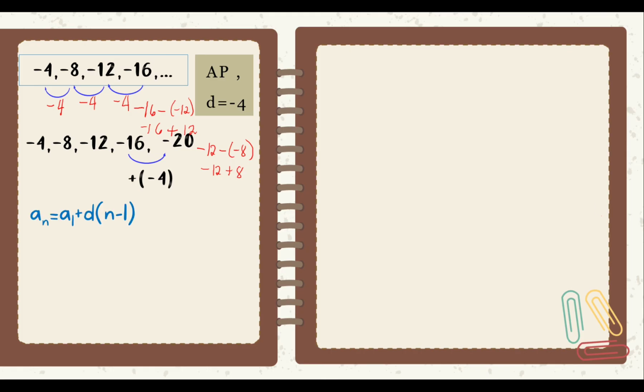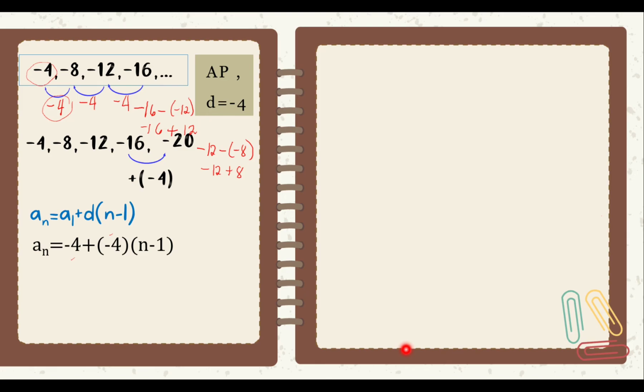Then, we set up the equation by following the format. A sub n is equal to a sub 1 plus the common difference times the difference of n and 1. Substituting whatever is given, you have here the negative 4 is the first term. That is our first term. And the common difference is also a negative 4. That's where we got the negative 4 here. Then we multiply by n minus 1.